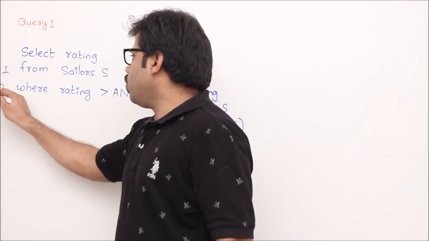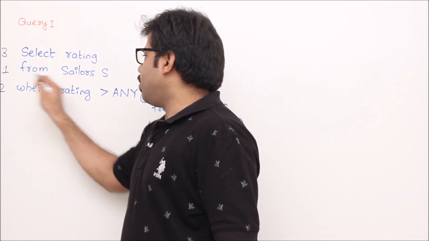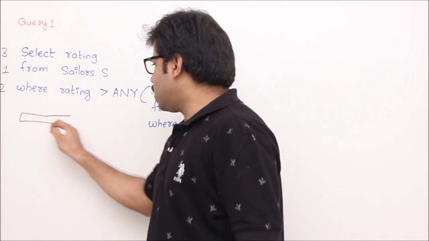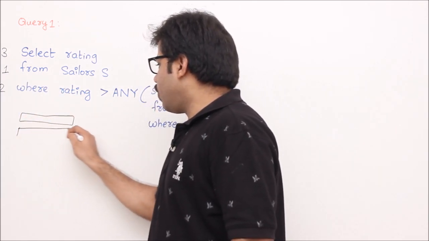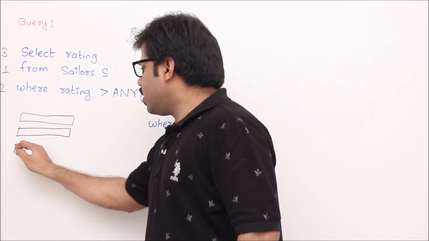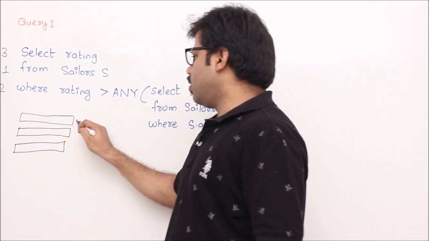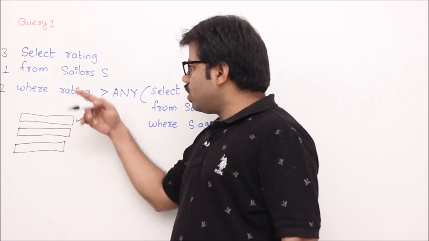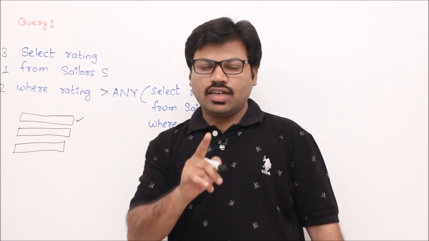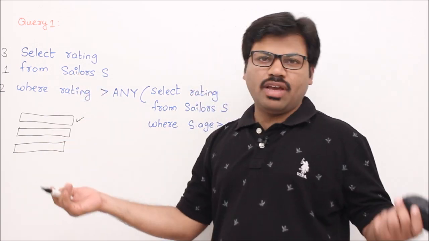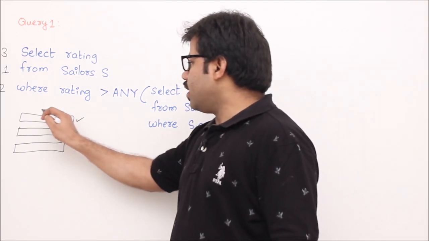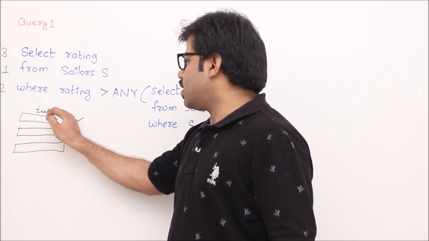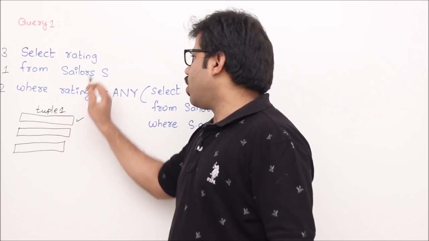1, 2 and 3. So step number 1, take all the sailors. From now onwards, we evaluate this query only for one tuple, because if you understand how this query will be evaluated for one sailor tuple, in the same way everything will be evaluated. That's why my target is tuple number 1 from sailors.